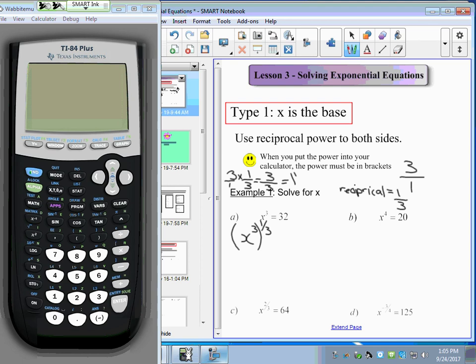But remember, if you do something to one side, you have to do it to the other side as well. So this side becomes 32 to the power of 1/3. So these cancel out and just become x. And on the other side, we have 32 to the power of 1/3. We can type that into our calculator.